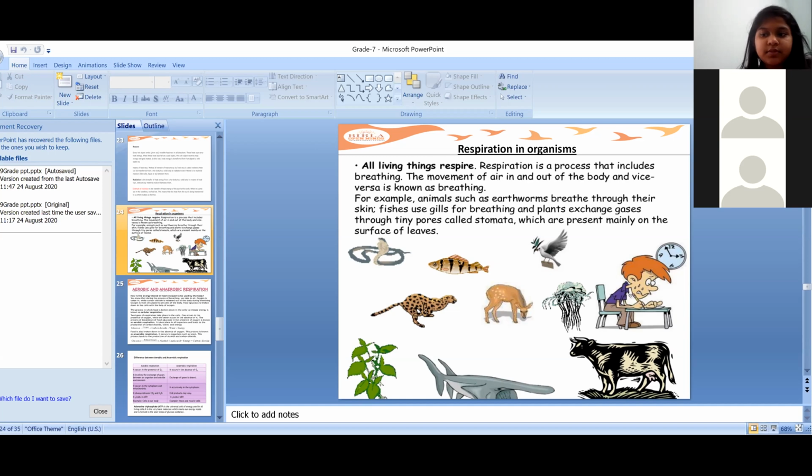Okay. So, what is cellular respiration? Ma'am, the process of breakdown which takes place in the cells to release energy is called cellular respiration. Okay. This is about aerobic and anaerobic respiration. That which takes place in the presence of oxygen is called aerobic, and that which takes place in the absence of oxygen is called anaerobic respiration.